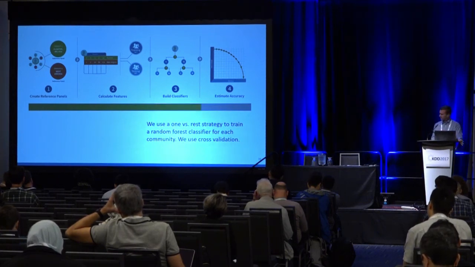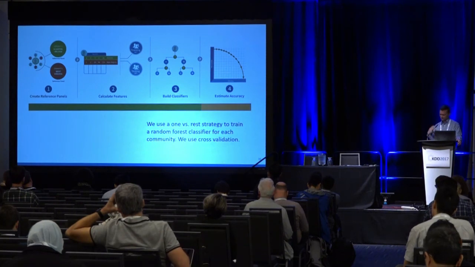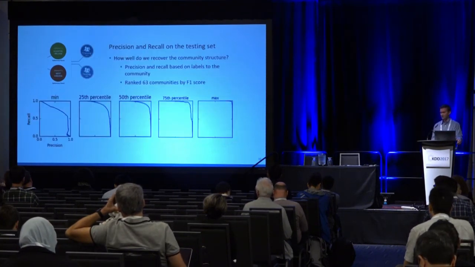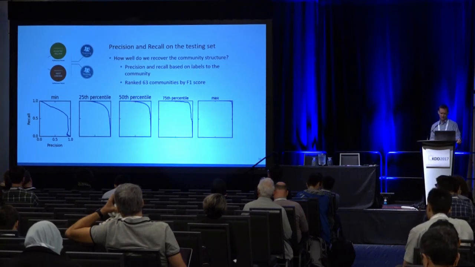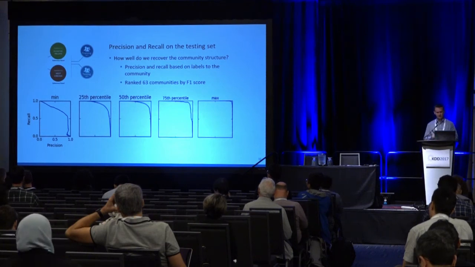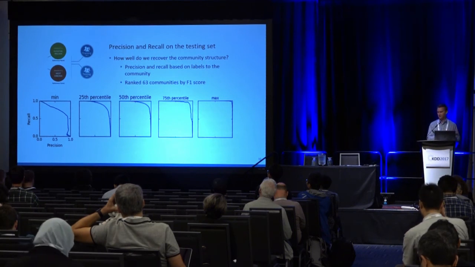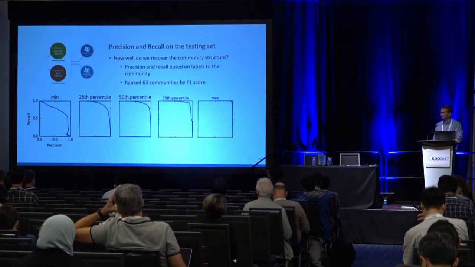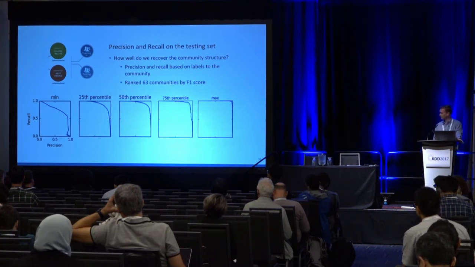Once we've built our classifiers, of course, the question is how well are they doing? One way that we can look at how well our classifiers are doing is by precision and recall on our testing set through the cross-validation. What we're really asking here is, given the community detection structure and our reference panels, how well are we able to recover the network topology? We can calculate our precision and recall based on the labels in the testing set.